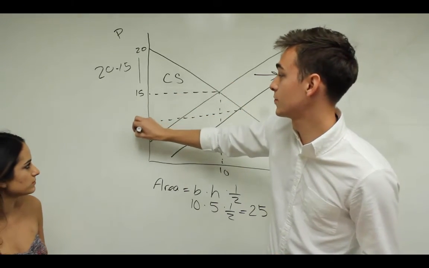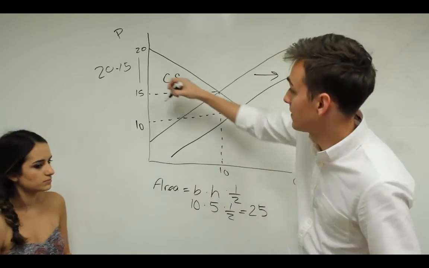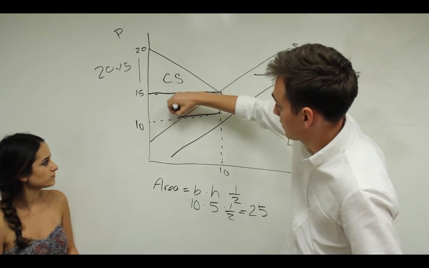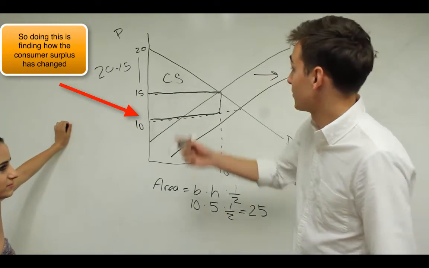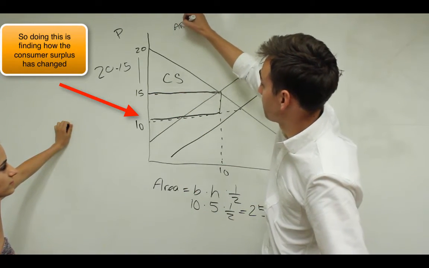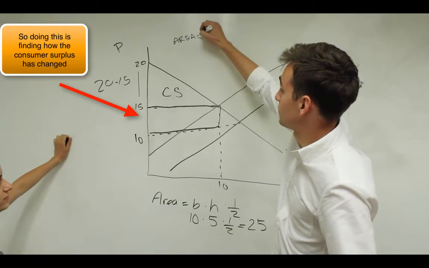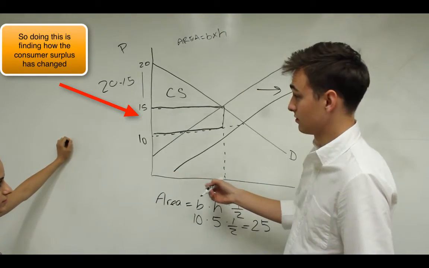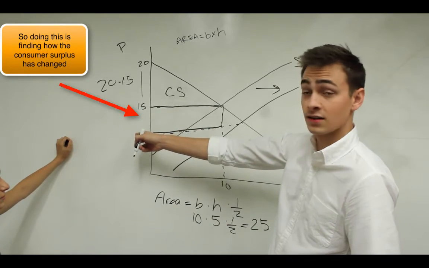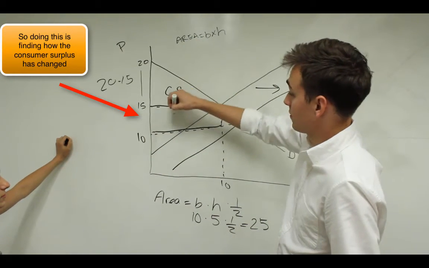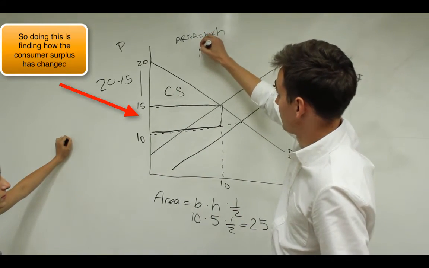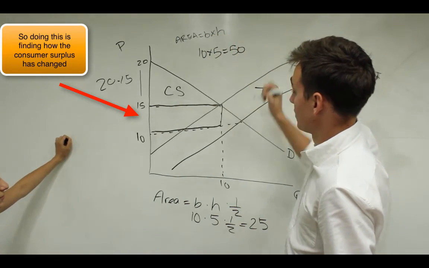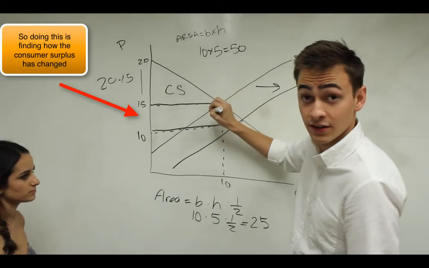So let's just say that this new price is 10. First we're going to find the area of this rectangle. Like we saw earlier, the area of a rectangle equals base times height, and here our base is 10, and our height is 15 minus 10, which equals 5. So the area of this rectangle right here is 10 times 5, which equals 50. So we have this rectangle equals 50.